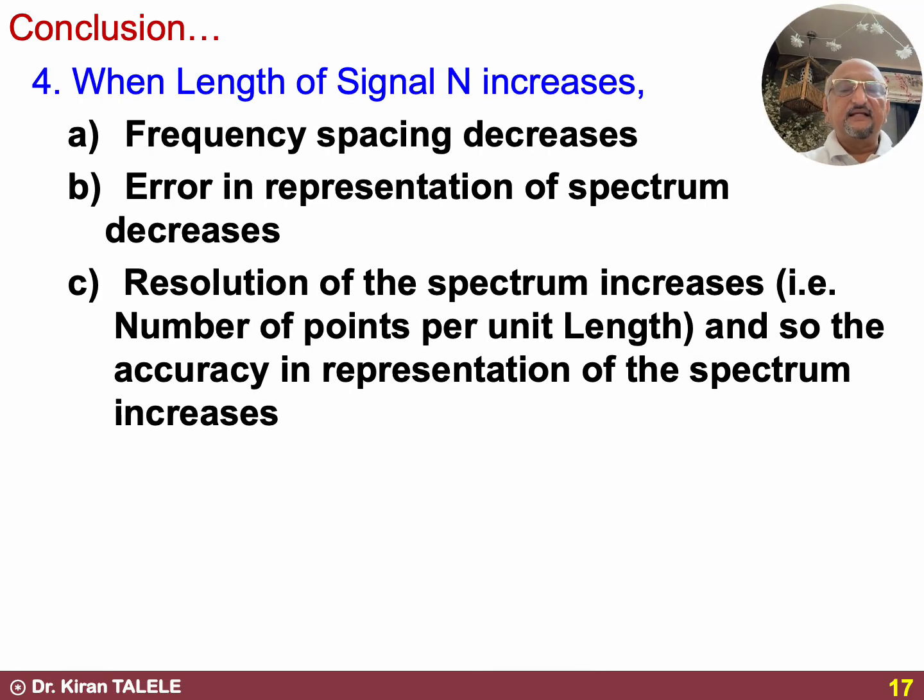When the length of signal x of n increases, the frequency spacing decreases. The frequency between two coefficient values decreases, and therefore the error in the representation of the spectrum decreases, because we get better resolution, a better version of the original spectrum. Resolution of the spectrum increases. Resolution means number of points per unit length, and so the accuracy in the representation of the spectrum increases.